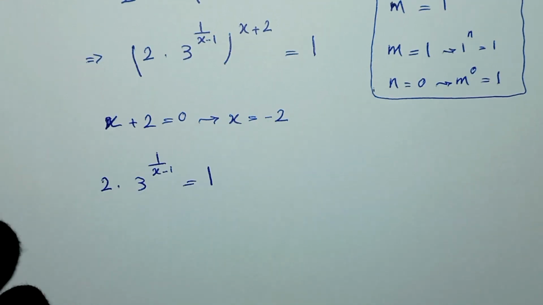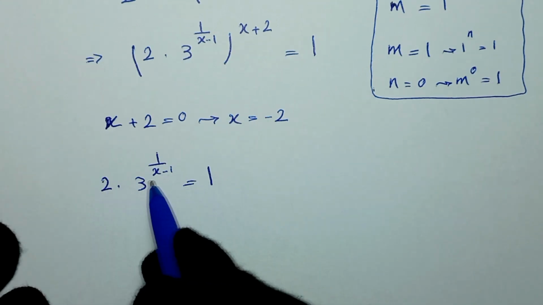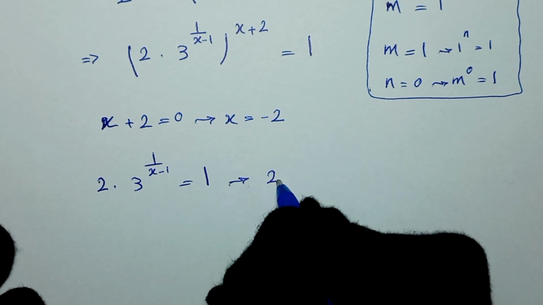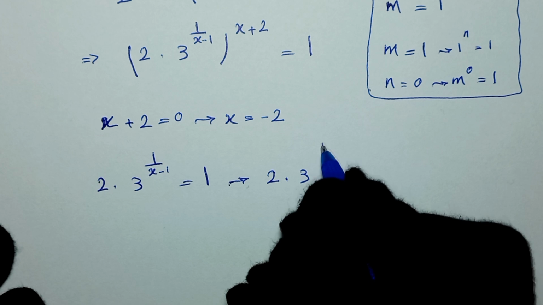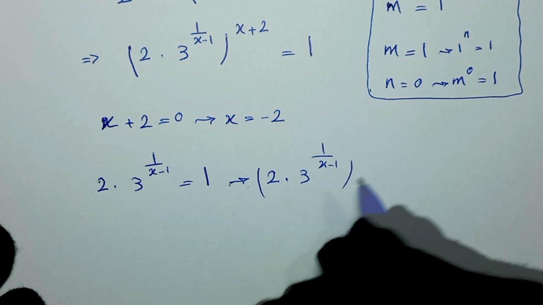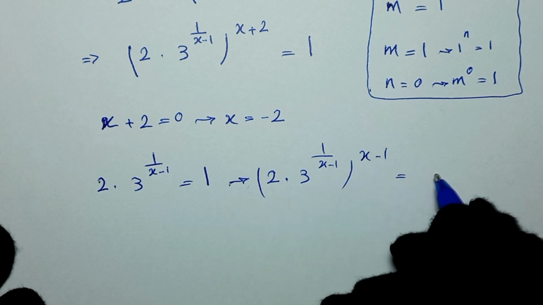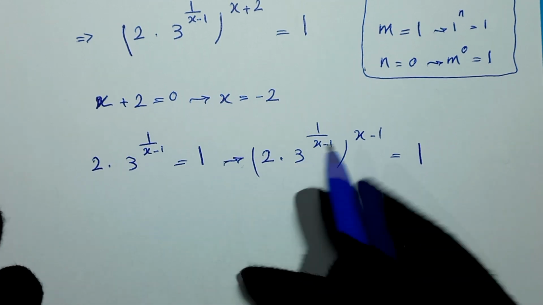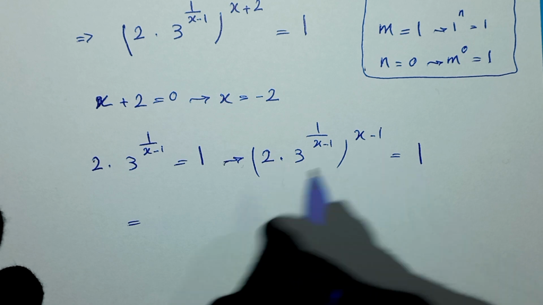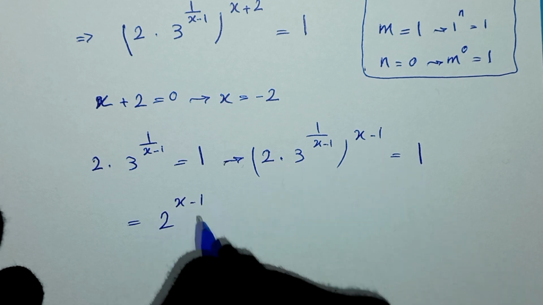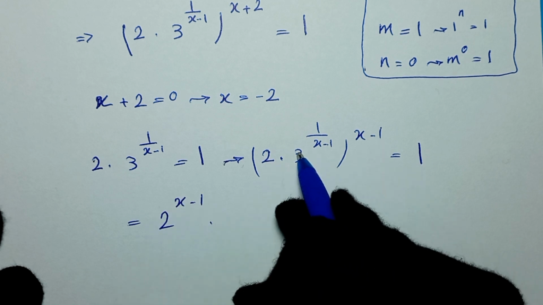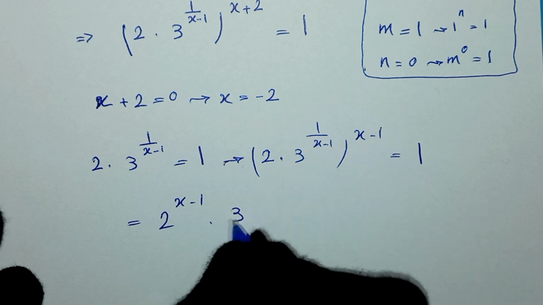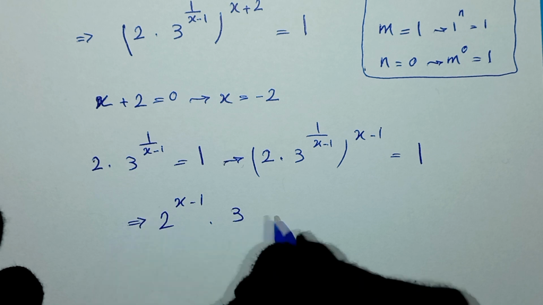And in here, we raise both sides of this equation to the power of x minus 1. So it will be in here 2 times 3 to the power of 1 over x minus 1 to the power of x minus 1 is equal to 1 to the power of x minus 1 also is 1, okay? And in here it will be 2 to the power of x minus 1 and times 3 to the power of 1 over x minus 1 to the power of x minus 1. This will cancel this and it will be 3, okay, is equal to 1.